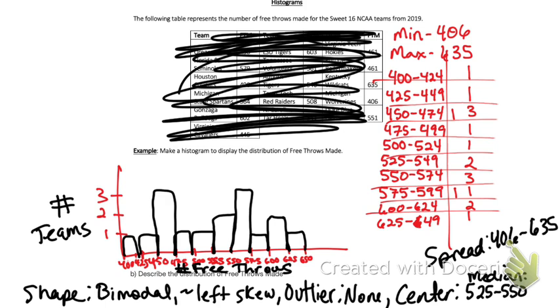Now, just a question real quick. What if we didn't know the individual data? What would the spread be? 400 to 650, because I wouldn't know any of the details of what's inside there. Does that make sense? Awesome.